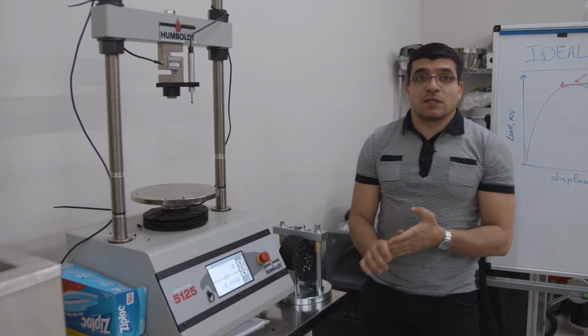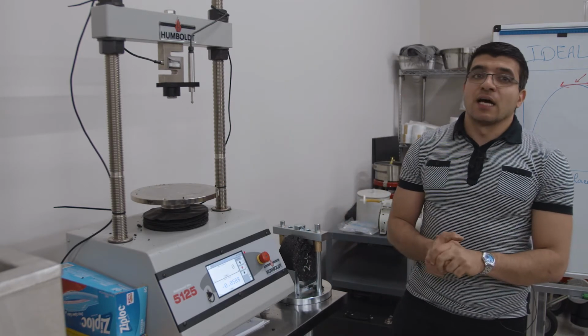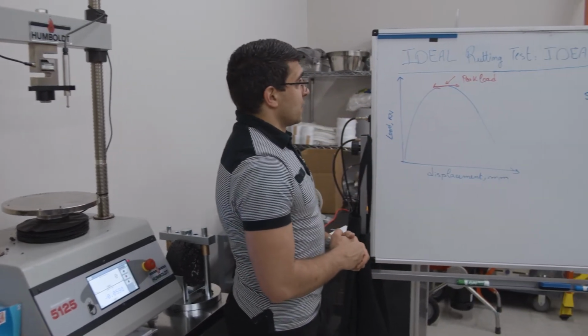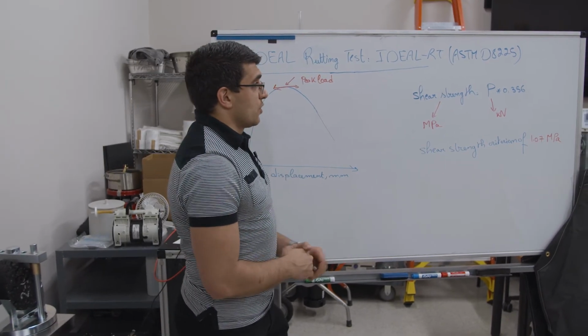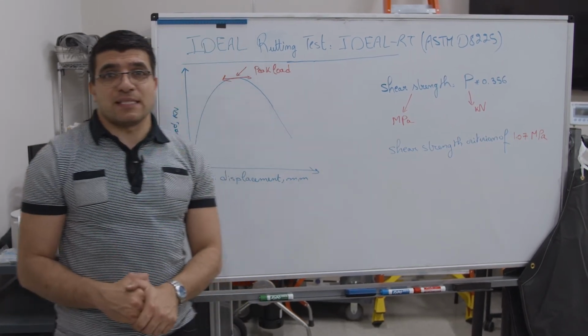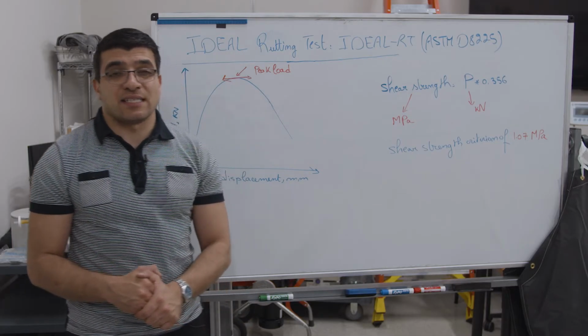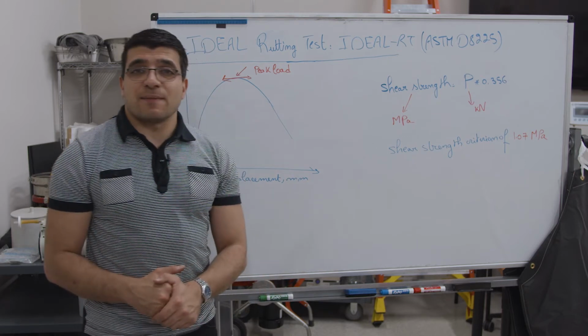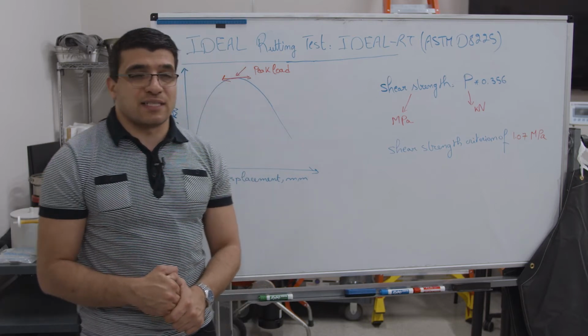So the machine will be recording several parameters. For the IDEAL-RT test, we're interested in the maximum load recorded, which we refer to as peak load. Then we calculate what we call the shear strength, which is the load times a constant. The shear strength criterion for the balanced mix design for the Virginia Department of Transportation is 1.07 megapascal. If your specimen exhibits a shear strength lower than this value, the mixture is susceptible to rutting. If it exhibits a shear strength greater than 1.07, the mixture is resistant to rutting.